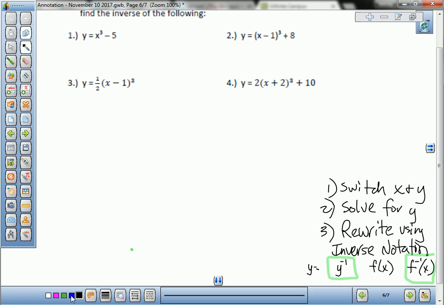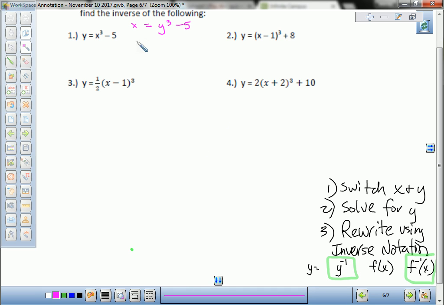So let's look at number 1. So if we follow our steps, step 1, switch the x and y. So x equals y cubed minus 5. Add 5 to both sides.